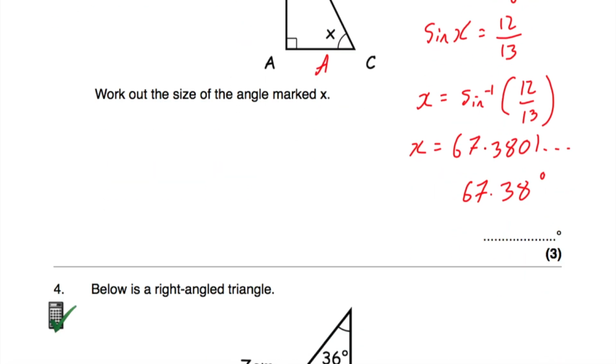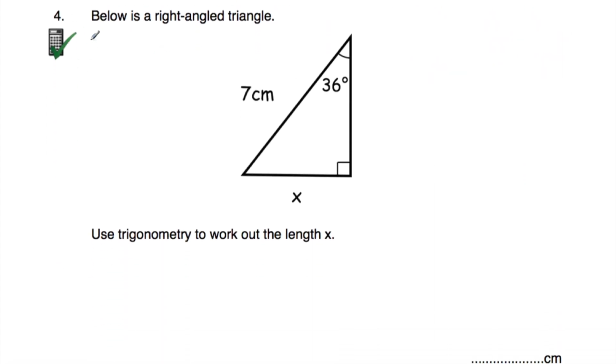Okay, let's have a look at our next question, question number 4. So question number 4, we've been told below is a right angle triangle, and as you can see, it's a right angle triangle. We've been asked to use trigonometry to work out the length of this side.